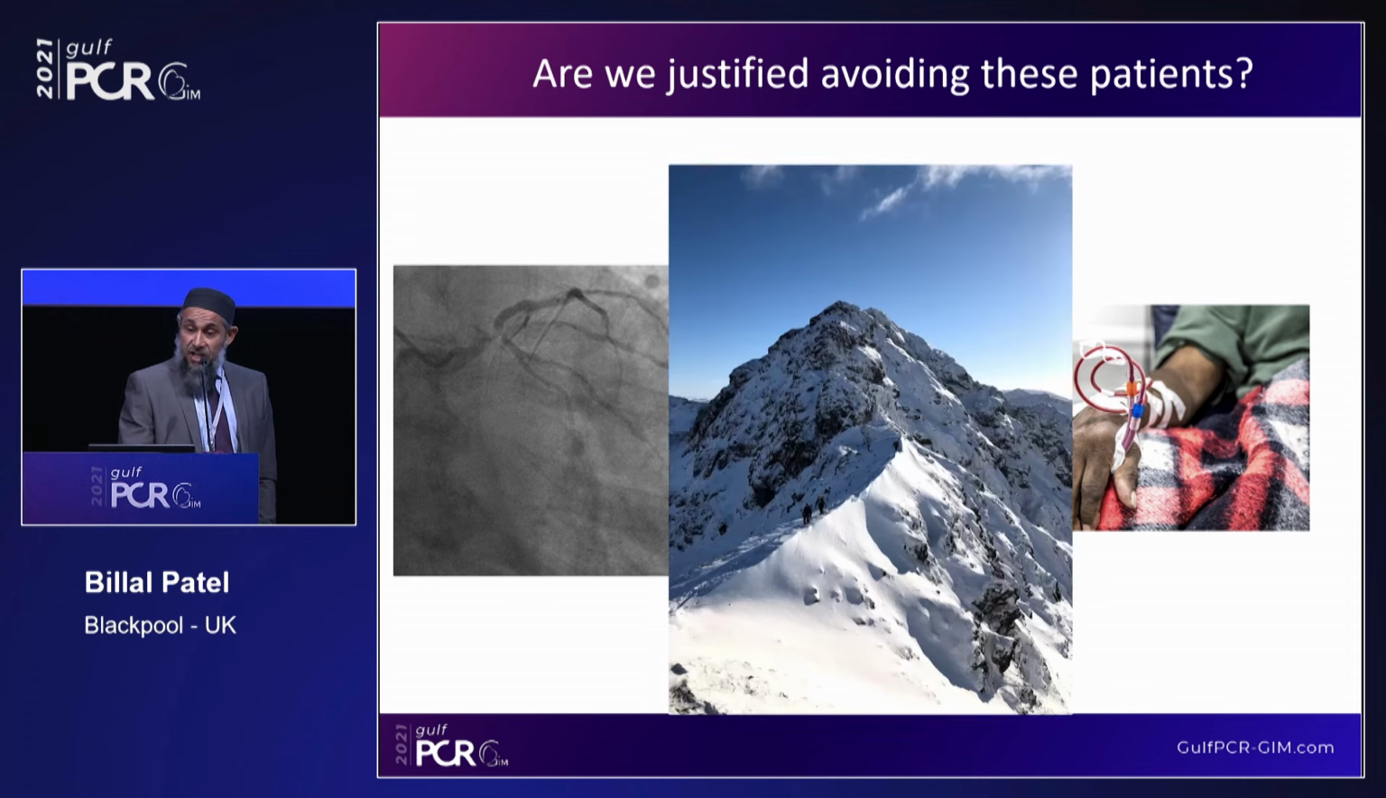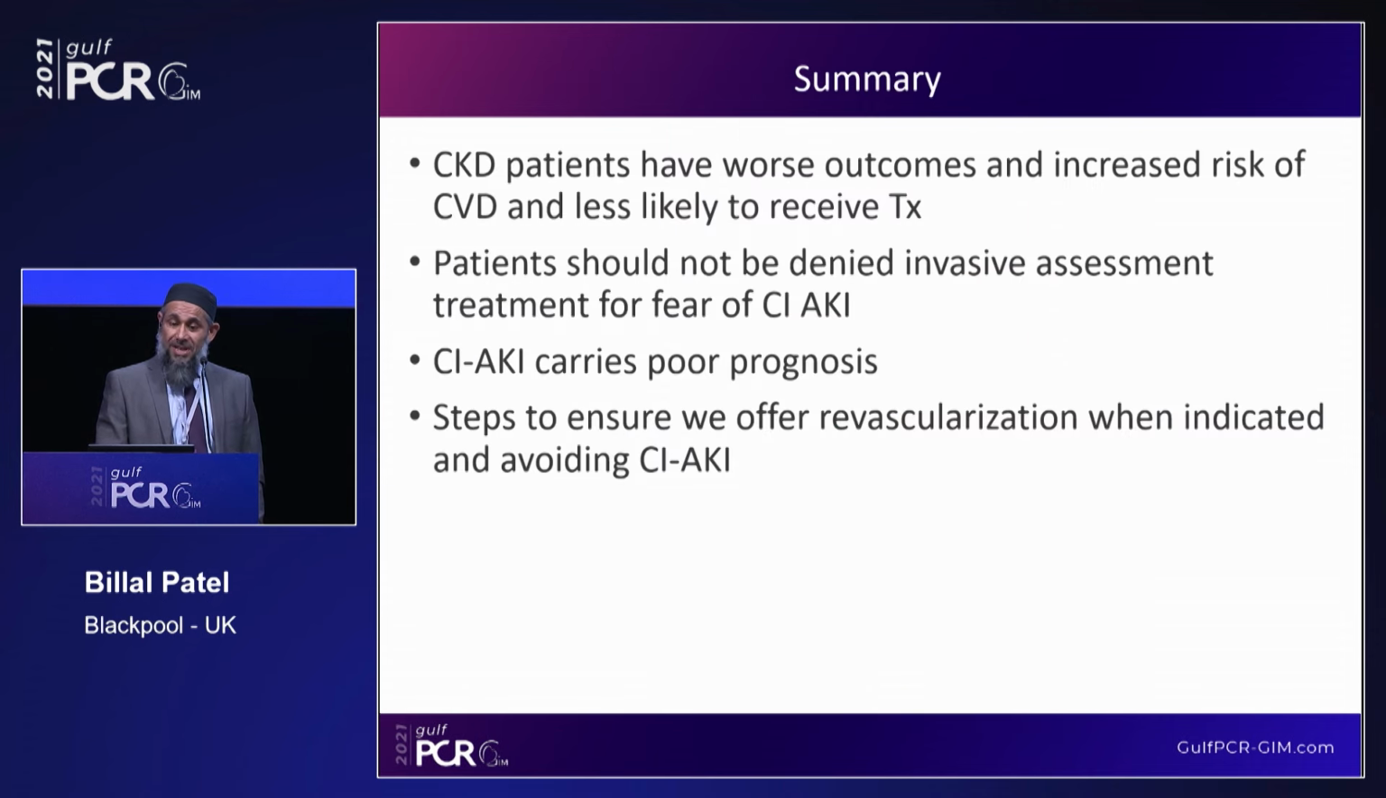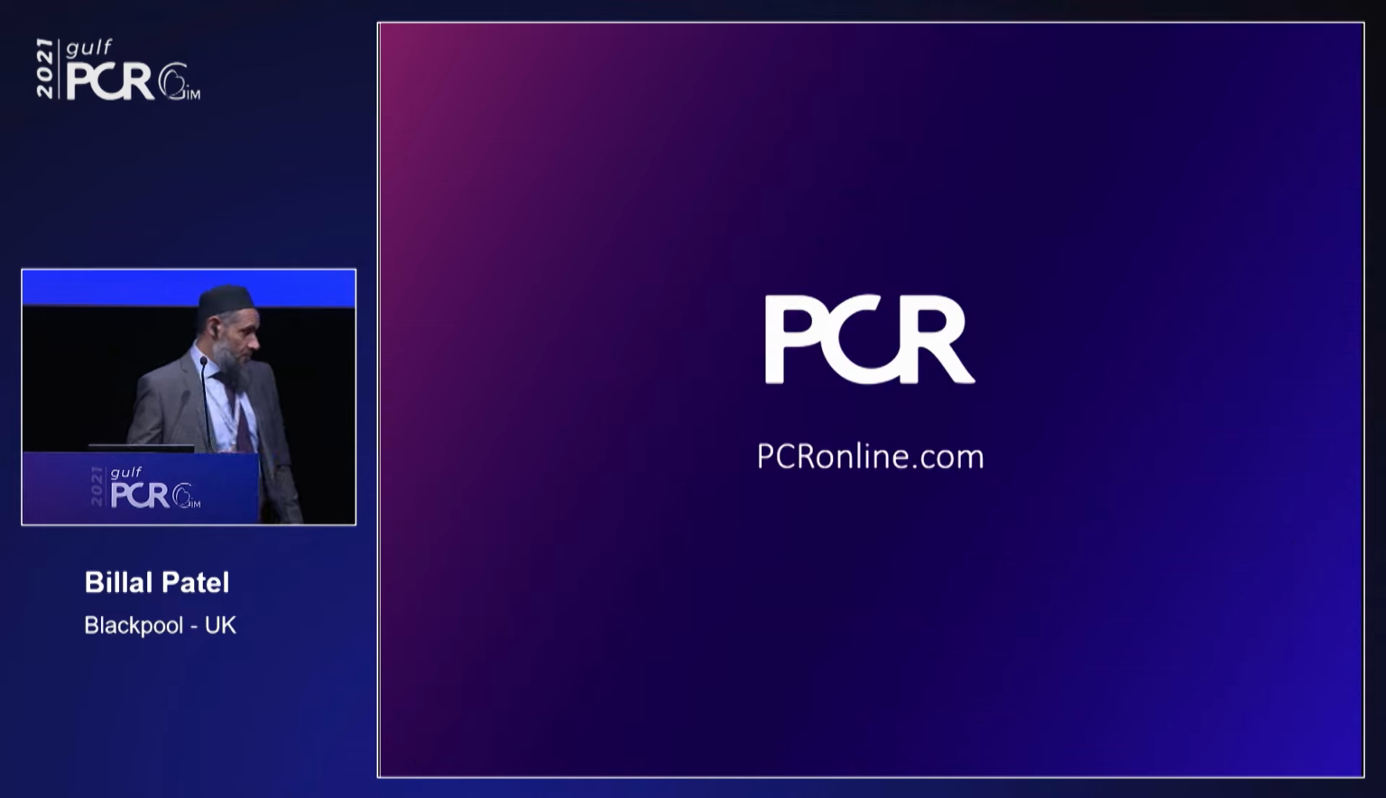The reality is this group of patients are going to continue to grow. We've got a type 2 diabetes epidemic, which is the biggest cause of chronic kidney disease, and we're going to have to learn to manage these patients more and more. So in summary, we know these patients have got worse outcomes and an increased risk of cardiovascular disease, less likely to receive treatment. We shouldn't be denying them invasive assessment and treatment for fear of contrast-induced AKI. It does carry a worse prognosis if you end up with contrast-induced AKI, and now we're going to demonstrate some steps to ensure that we can offer revascularization when indicated and avoiding contrast-induced AKI. Thank you.